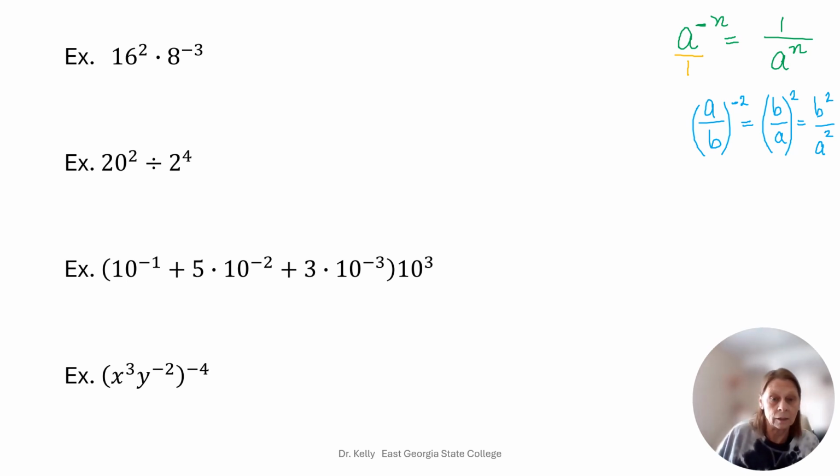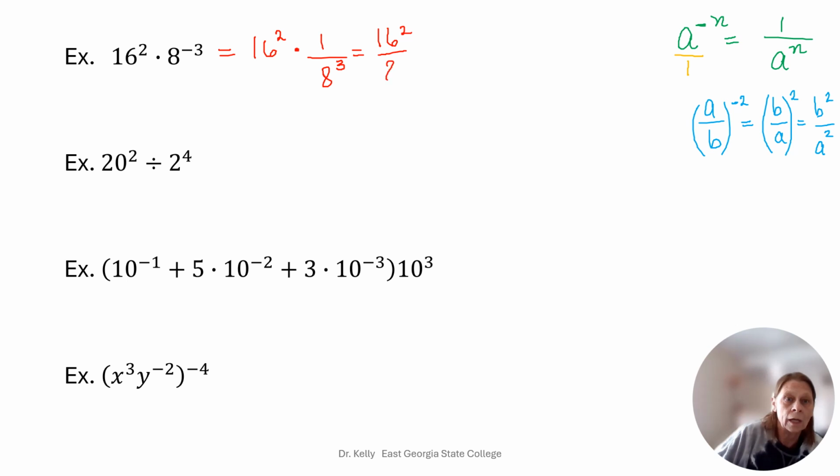All right, so let's get over here to this first example. Here we have 16 squared times 8 to the negative 3. So this is 16 squared times 1 over 8. Notice the negative goes away. It becomes positive 8 to the third. So this is the same thing as 16 squared over 8 cubed.